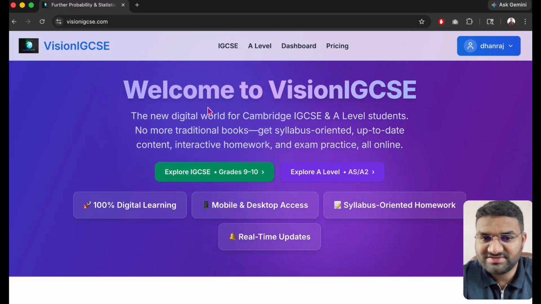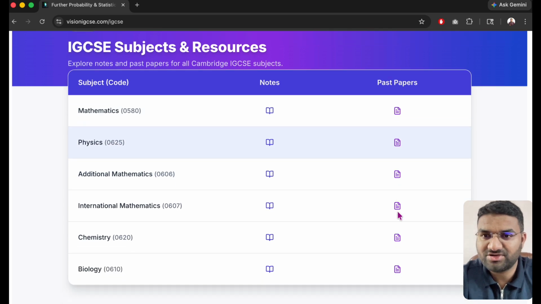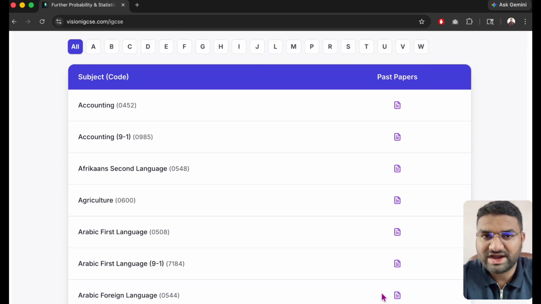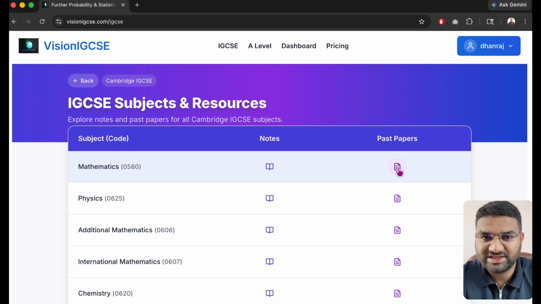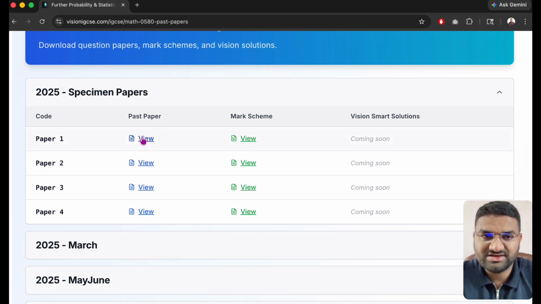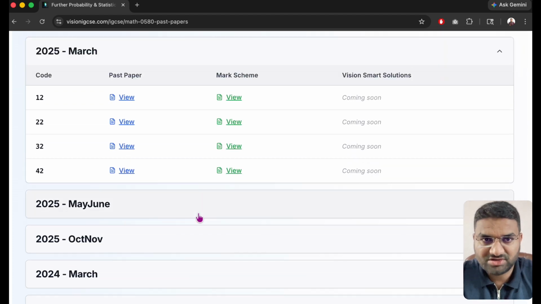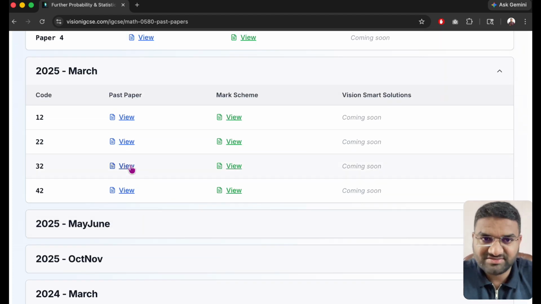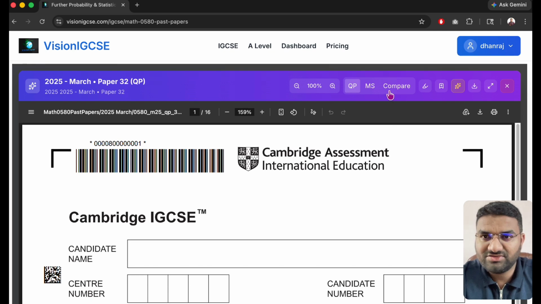It's classes for IGCSE, GCSE and A-level students, and here if you want to refer to past year papers, then you can go here to IGCSE, and the past year papers column is there. We are even going to be adding all the past year papers, fine. So here, let's say for mathematics, you can see all the papers are there: May, June, October, November.